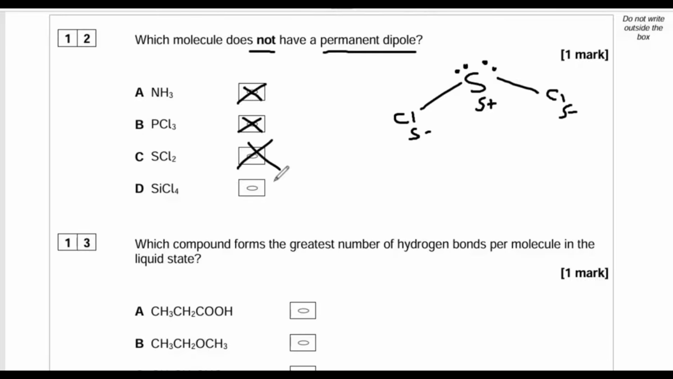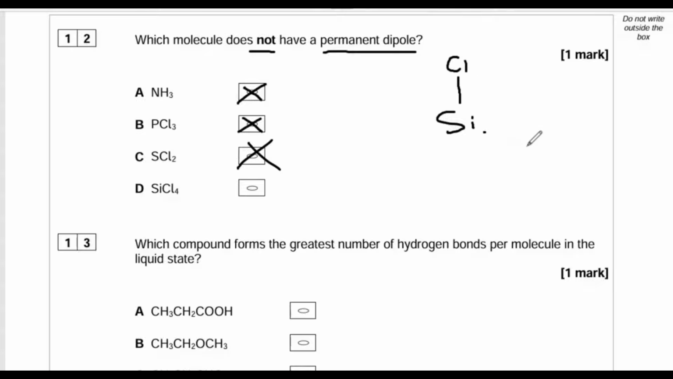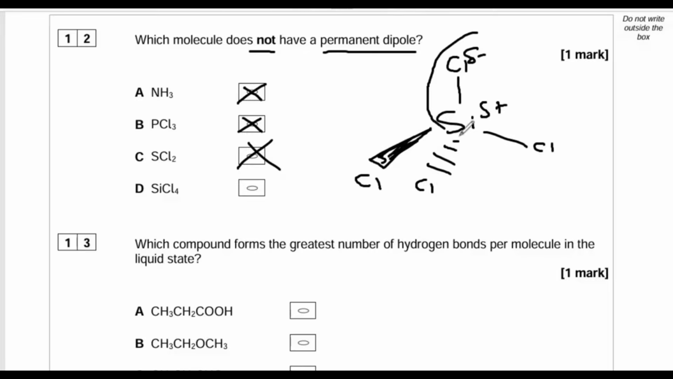Now we're going to check out the final one in our little permanent dipole question. And the final one is the silicon, whatever this is. What is this? Tetrachloride? Who knows? It's going to have that old tetrahedral structure, 109.5. And guess what? Individually, the chlorine and the silicon is a polar bond. But because it is a symmetrical molecule, all of these dipoles cancel each other out, and this is a non-polar molecule. So our answer is going to be D.